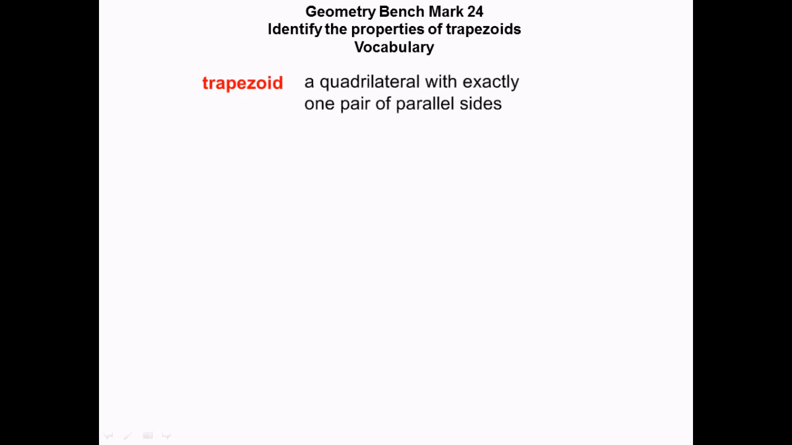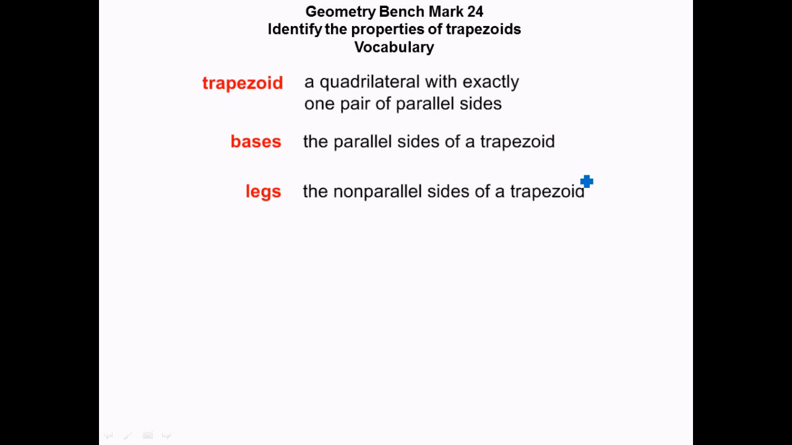We have some new vocabulary. We have trapezoid, which is a quadrilateral with exactly one pair of parallel sides. We have the bases, which are the parallel sides. We have the legs, which are the non-parallel sides.